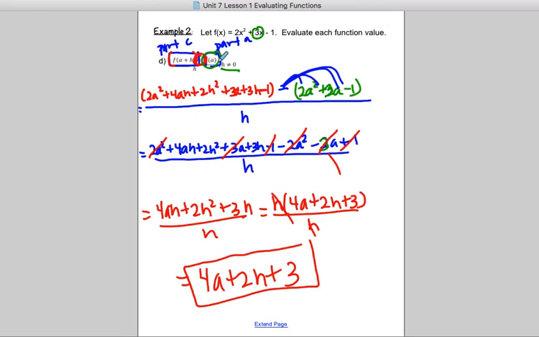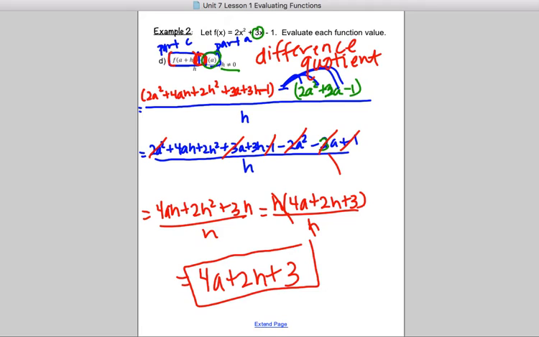Okay. This is what we call the difference quotient, this type of problem. And you will see it a lot more this trimester. And if you're going into calculus, you will see it a lot in the very beginning of calculus.